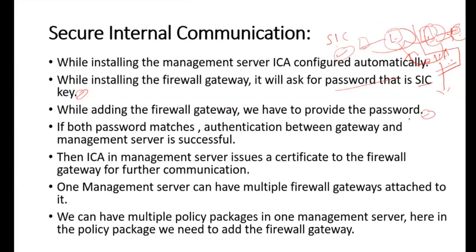Whatever password we give here, it should be the same and it should match. While adding the firewall gateway, we have to give the same password. If both passwords match, then authentication between the firewall gateway and management server will be successful. If it is successful, then we have the ICA in the management server. This ICA will generate a certificate for the firewall gateway saying, I trust you, we can communicate with each other in a secure manner. So the ICA in the management server issues a certificate to the firewall gateway for further communication.